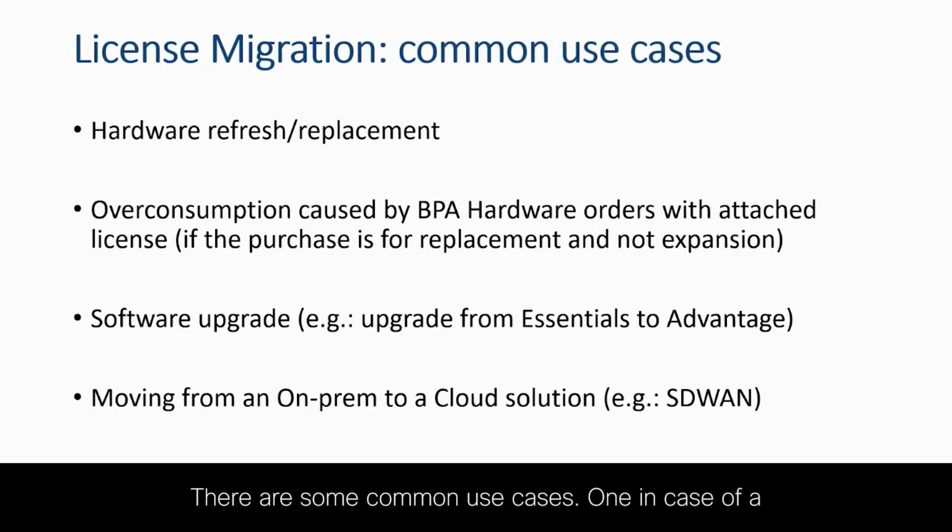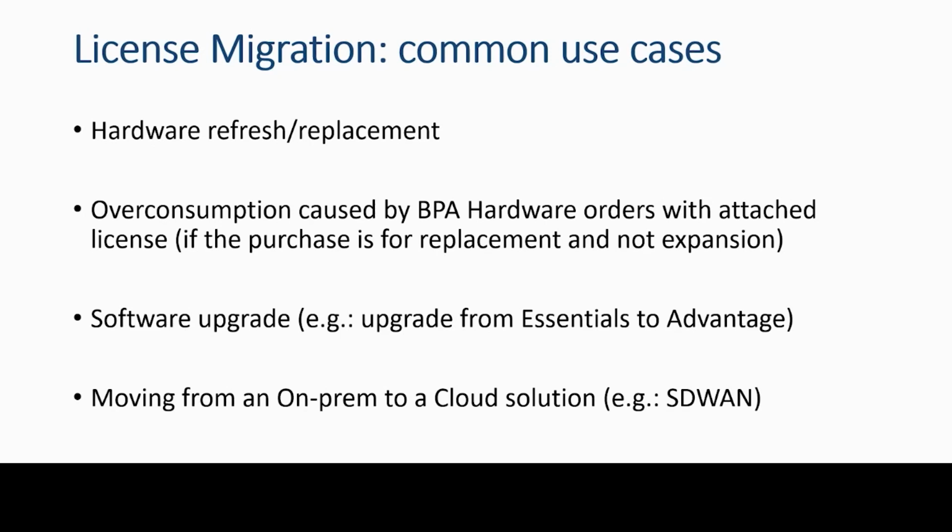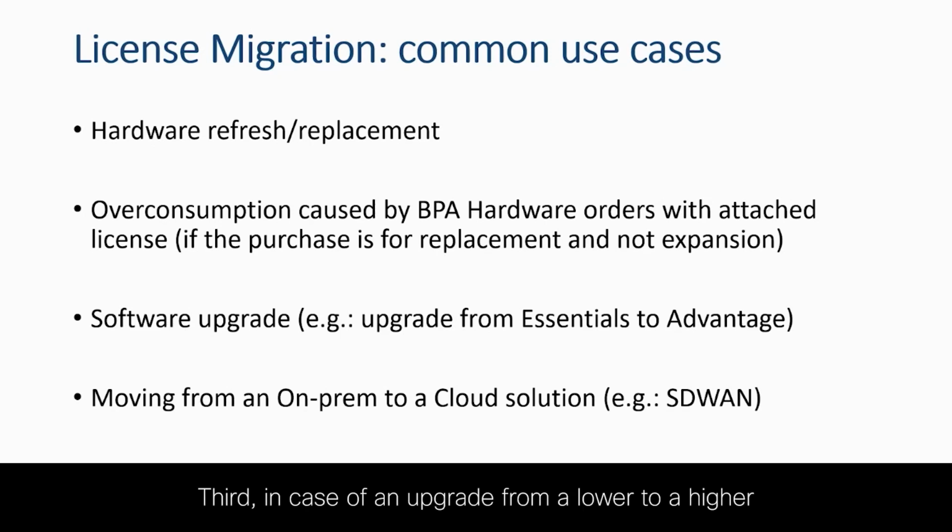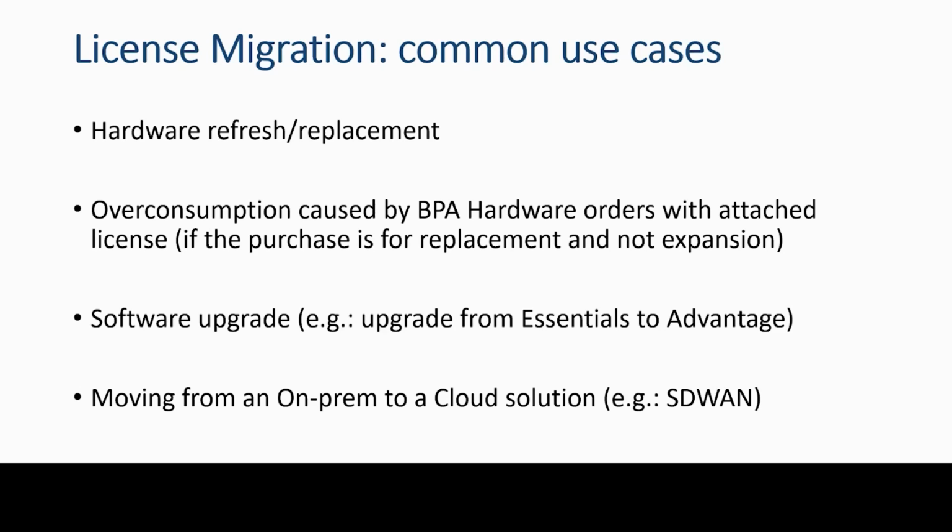One, in case of a hardware refreshment or replacement. Second, in case of an overconsumption that is caused by a BPA hardware order with an attached license that would aim the replacement and not the expansion. Third, in case of an upgrade from a lower to a higher license tier. And finally, when moving from an on-prem to a cloud solution.